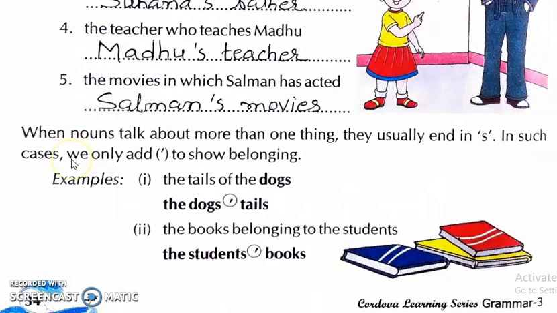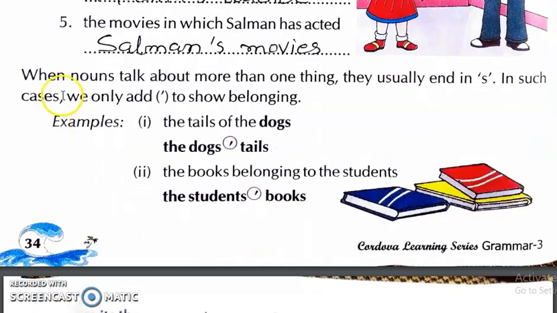Okay. Now the next point that we will see: when nouns talk about more than one thing, they usually end in s. In such cases, we only add an apostrophe to show belonging. If the noun is not singular but plural, more than one, then how do we put the apostrophe? We see that in the example.